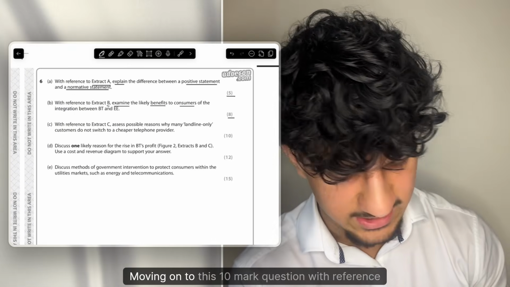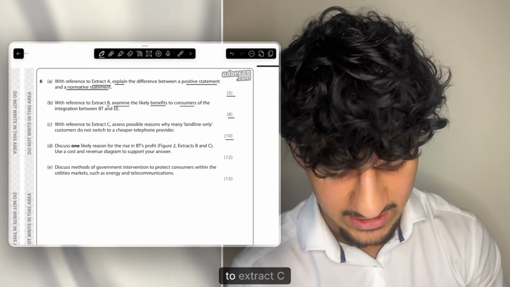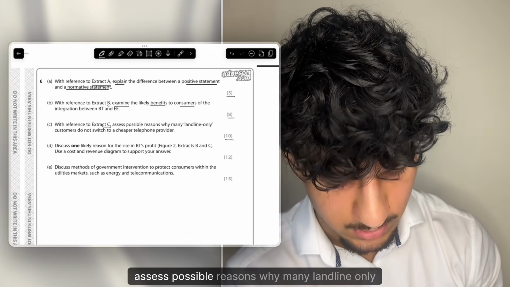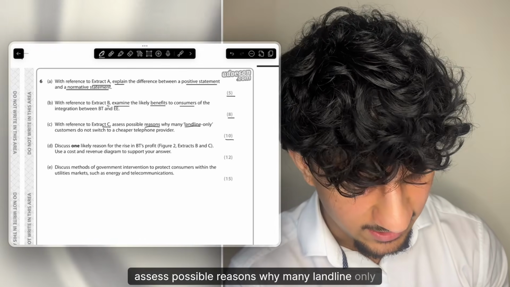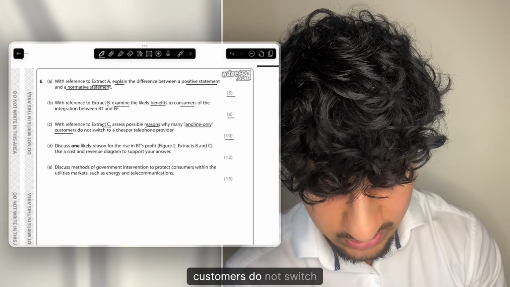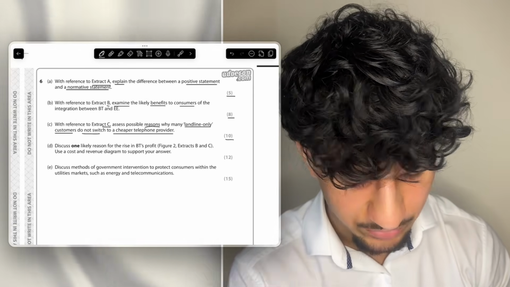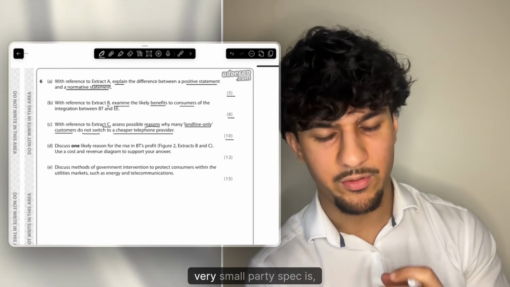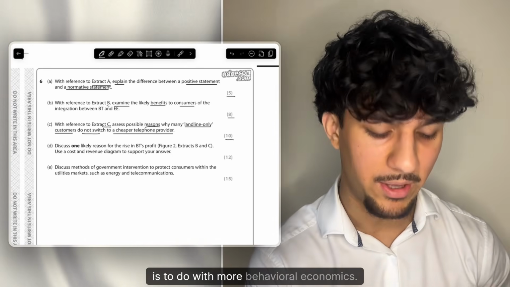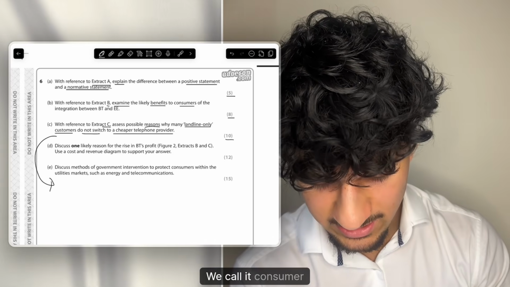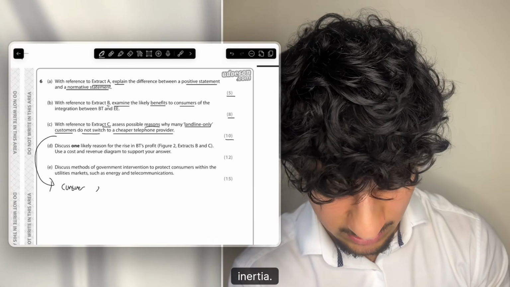And yeah, moving on to this 10-mark question. With reference to extract C, assess possible reasons why many landline-only customers do not switch to a cheaper telephone provider. The first thing that should pop into mind, a very small part of the spec, is to do with behavioural economics. We call it consumer inertia.